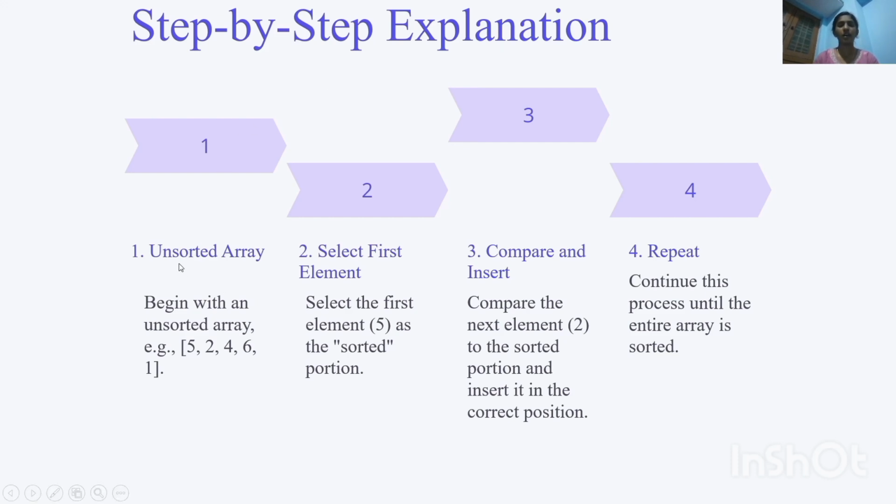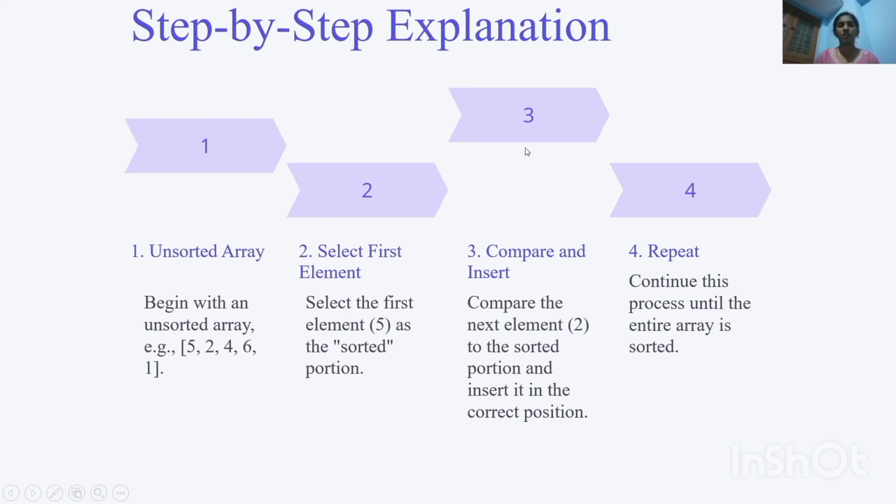First, we'll take one array which is not in sorted form. Example: 5, 2, 4, 6, 1. You can see it's not in order; it is an unsorted array. The first step is to take the first element of the array and assume it is sorted. Select the first element, 5, as the sorted portion. As I said, the first element of an array is assumed to be the sorted portion.